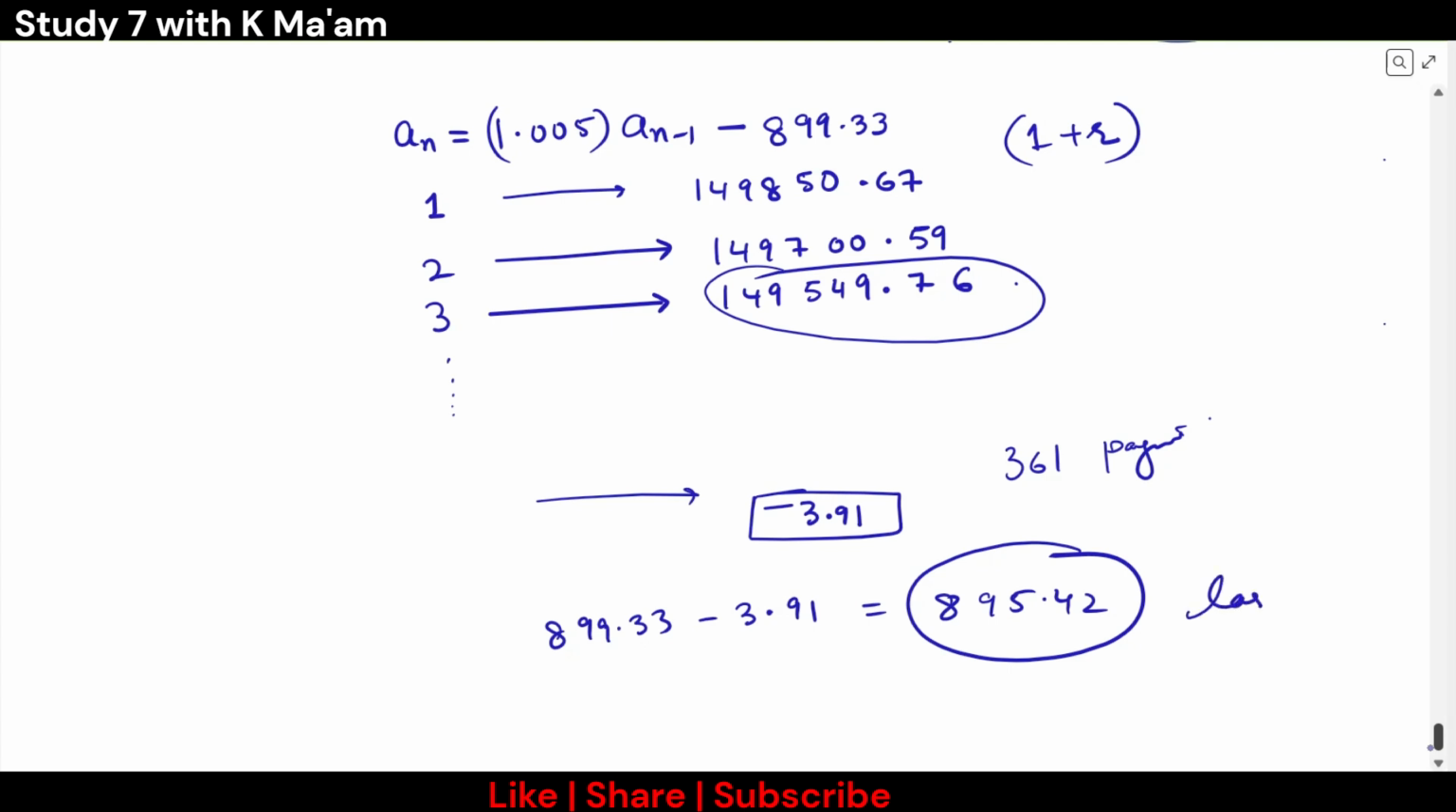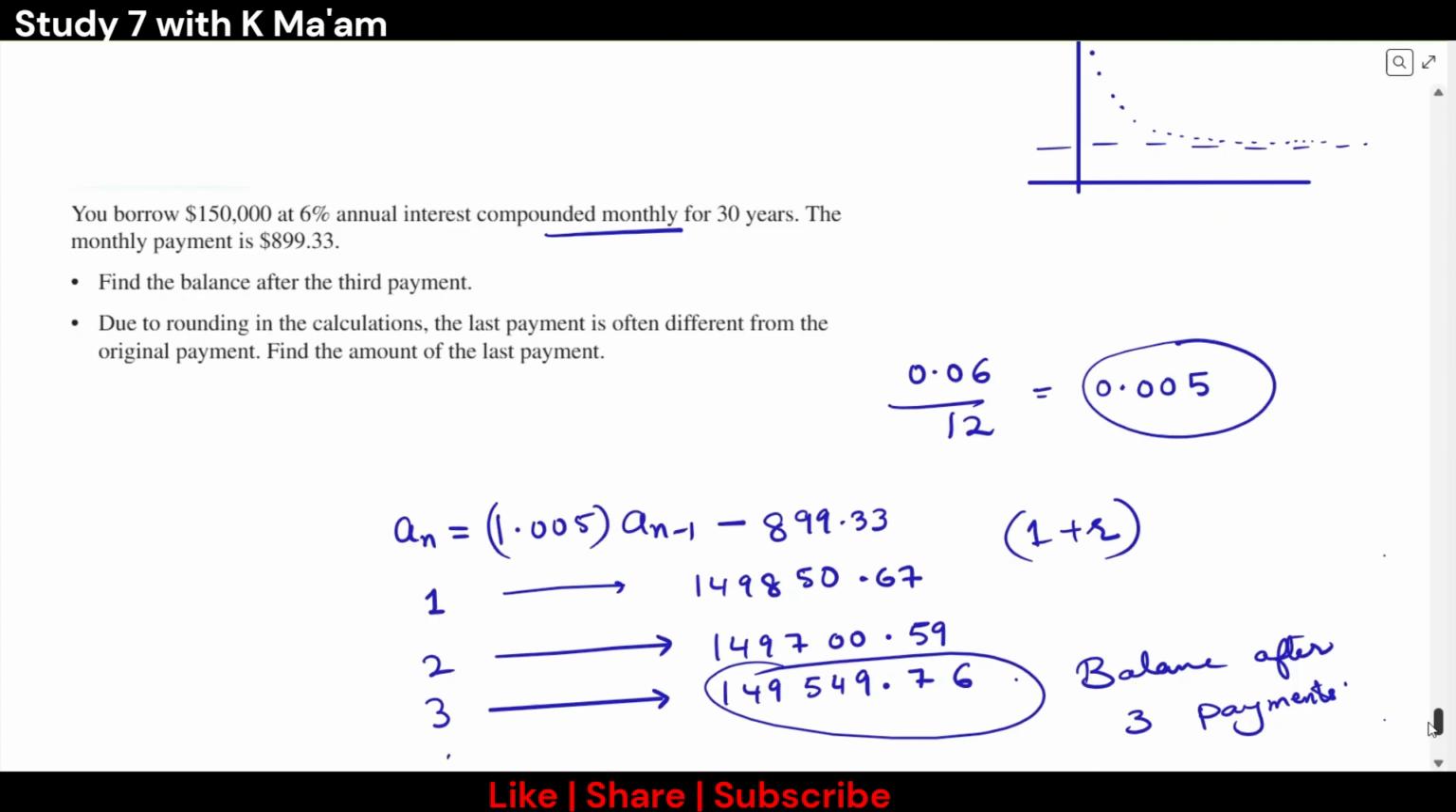Okay, this is the last payment, and this is the balance after three payments. So we are done with chapter 8.